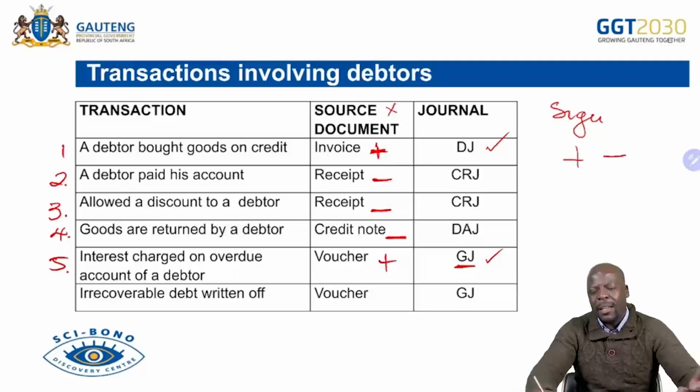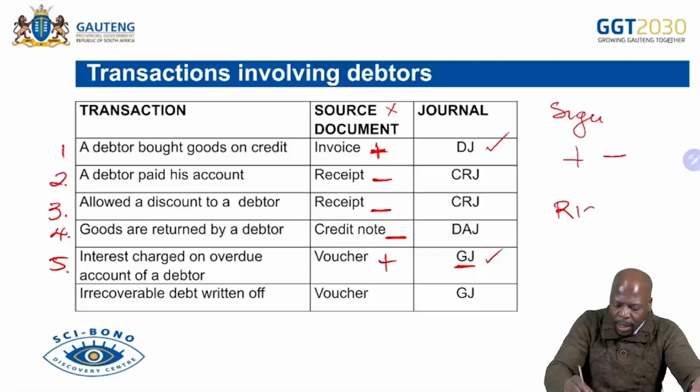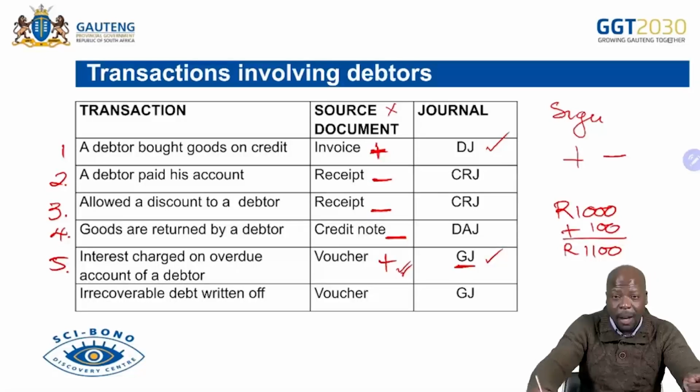Why am I saying a plus? The moment we charge interest on what the debtor is owing, that means that debtor is now owing us more. If a debtor was owing us 1,000 rands, and then we charge them interest of 100 rands, that means at the end of the day, that debtor now owes us 1,100. What did we do? We added. Hence here I said it's going to be a plus.